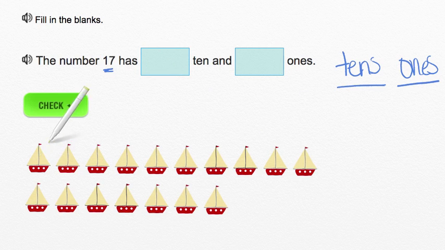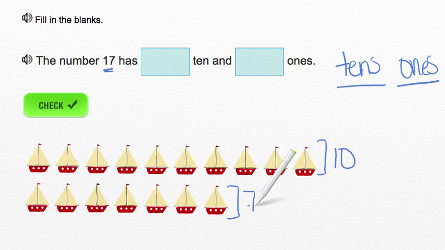We have 1, 2, 3, 4, 5, 6, 7, 8, 9, 10. We have 10 sailboats in our first row. Let's count our second row. We have 1, 2, 3, 4, 5, 6, 7. We have 7 sailboats in our second row.